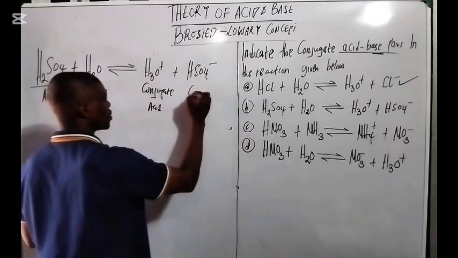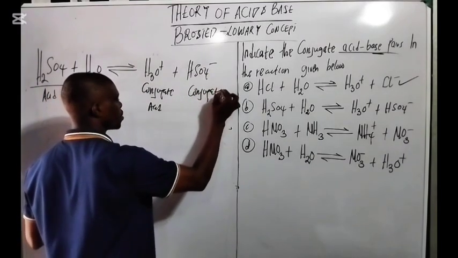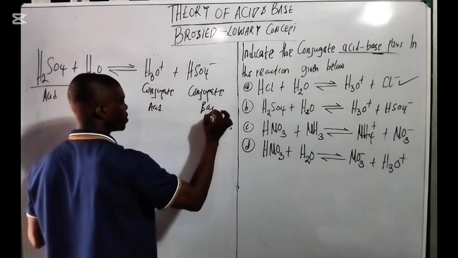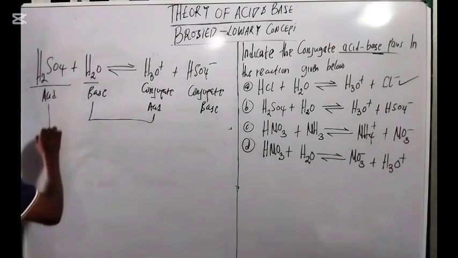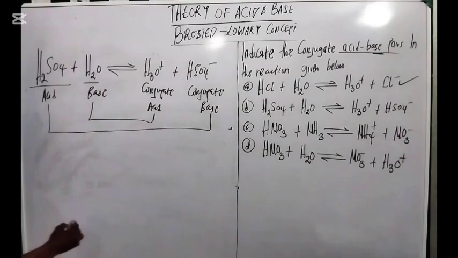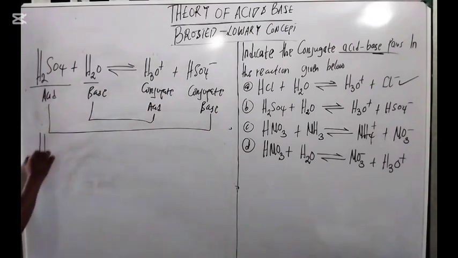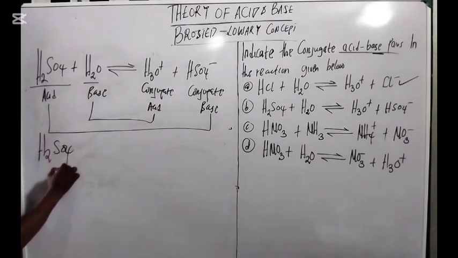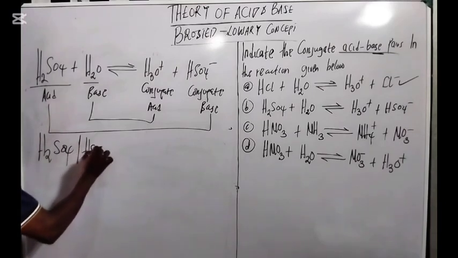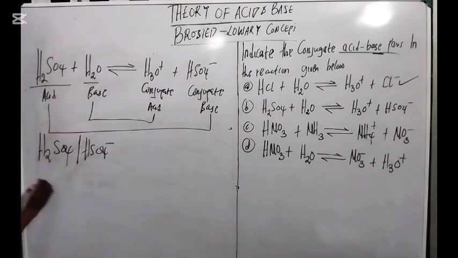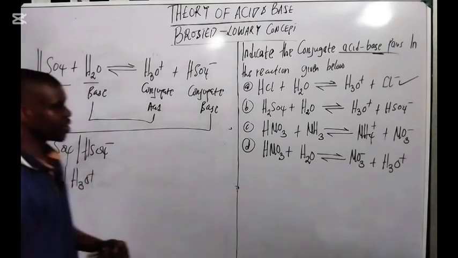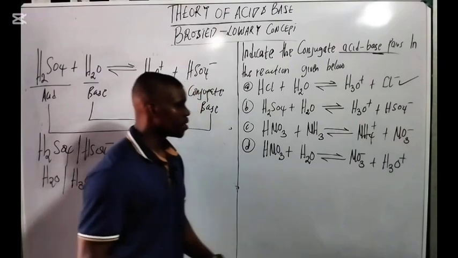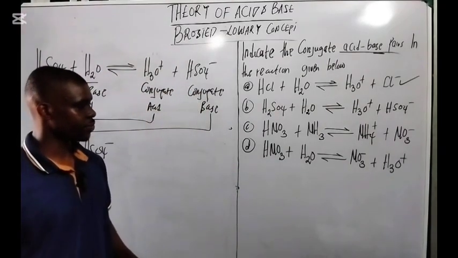Here we have the conjugate base. If you look at it very well, this guy moves here and this one moves down here. So what do we have here? Here we have H2SO4 and HSO4 minus, and here we have H2O and H3O plus. They are conjugate pairs.